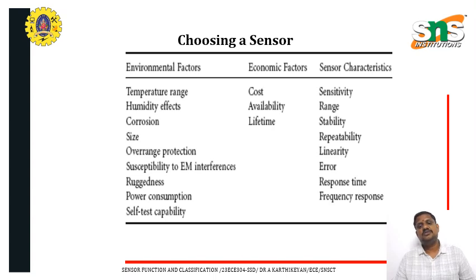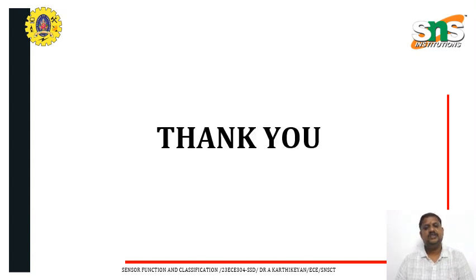What should we consider when choosing sensors? Mainly the environmental factors: temperature range, humidity effect, corrosion, size, accuracy, precision, ruggedness, power consumption, and self-test capability. The economic factors are cost, availability, and lifespan, so cost-effectiveness is also considered. And the sensor characteristics are sensitivity, range, stability, linearity, possible error, and response time. These are the important characteristics of sensors. Thank you.